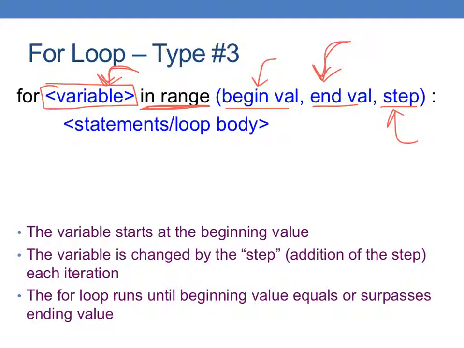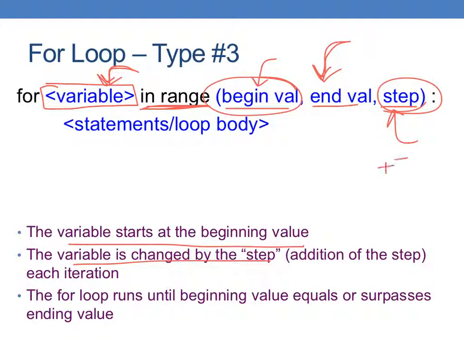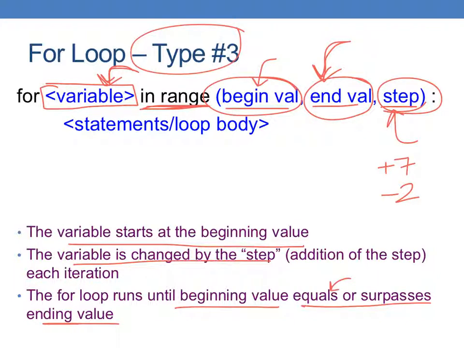So, a couple of key notes. The variable always starts at this beginning value. The variable is then changed by the step. So if it's 7, we add 7 every time. If it's -2, we subtract 2 every time, whatever it might be. And then the loop runs until that beginning value equals or surpasses that ending value. So it's going to either equal it or surpass it, and that's what I mean by it helps us to find when our for loop ends. But this type 3, we have what are called 3 parameters, or 3 values that we need to know in order to run that loop.